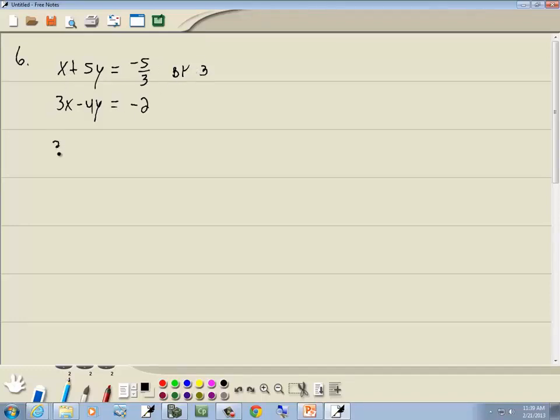Well, 3 times x is 3x. 3 times 5y is 15y. 3 times -5/3 gives us -5. And the other equation remains as is.